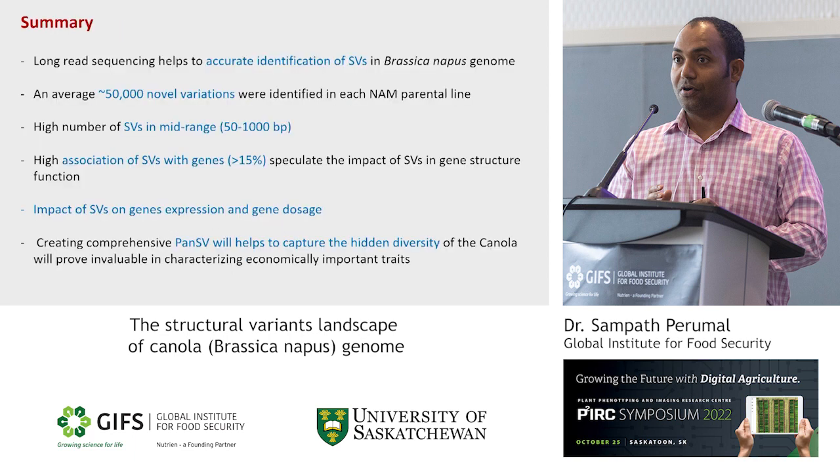Summarizing my talk, we used long-read sequencing technology to identify structure variants more accurately. We identified 50,000 to 100,000 novel variants in the Brassica napus NAM population genome, which is going to be a really important boost for targeting complex traits. We found that the mid ranges, like 50 to 1,000 bp, are really high in the genomes, and over 15% of them are in genes. That is also quite an interesting factor.